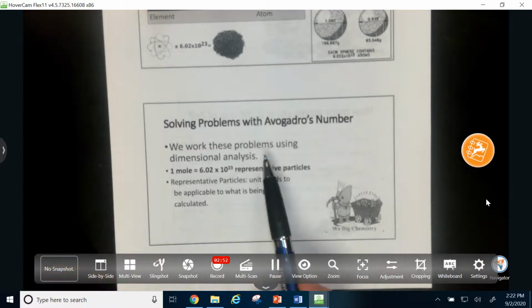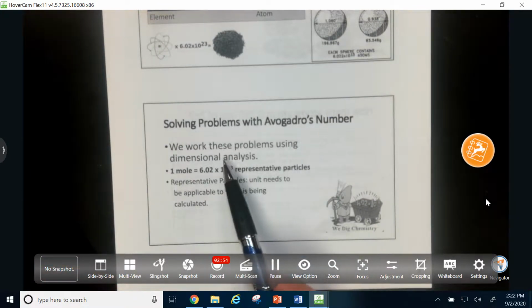So we're going to solve problems with Avogadro's number using dimensional analysis. Dimensional analysis is a tool that allows us to convert from one unit to another unit. And I bet you all can already do dimensional analysis and you don't even know it. For example, if I were to ask you how many inches were in 2 feet, what would you say? 24. If I were to ask you how many feet were equal to 36 inches, what would you say? Right, 3. We already know how to do that.